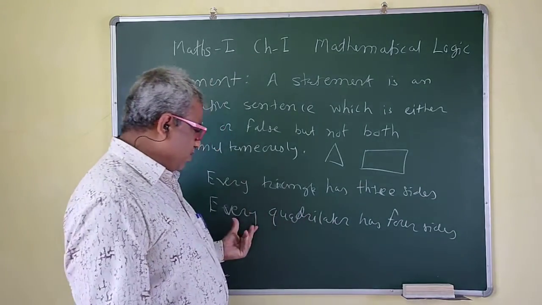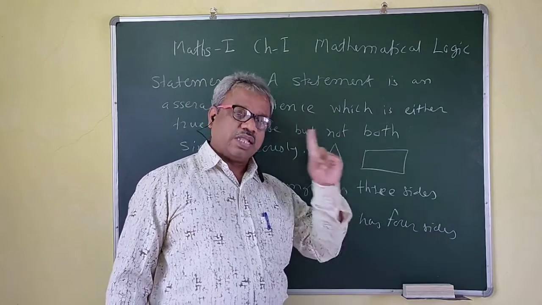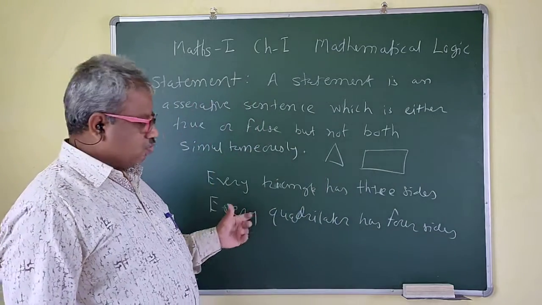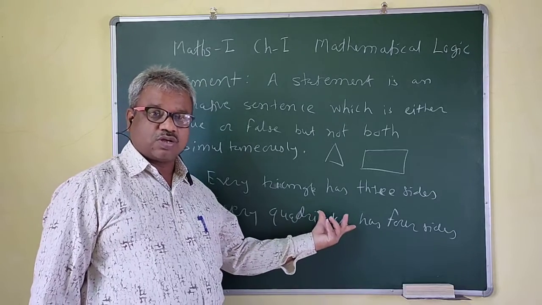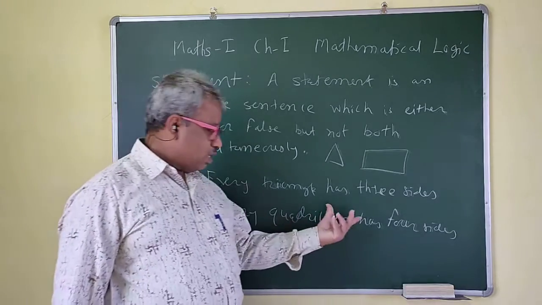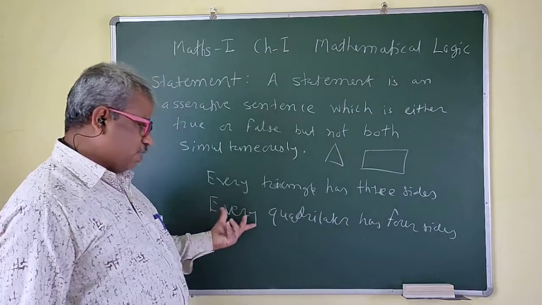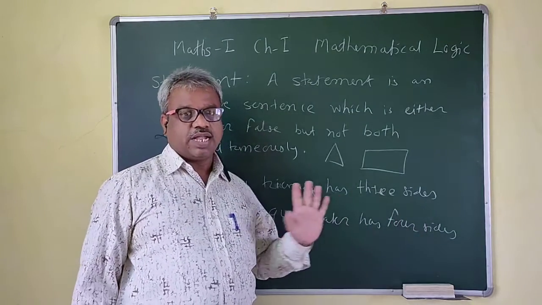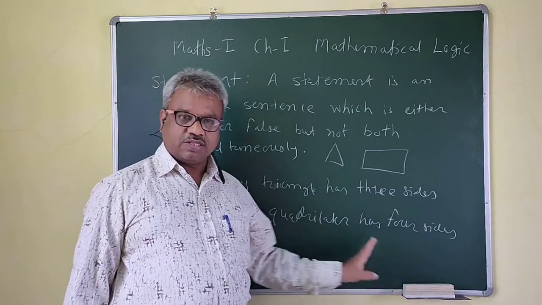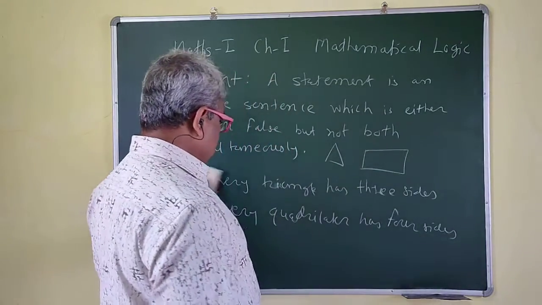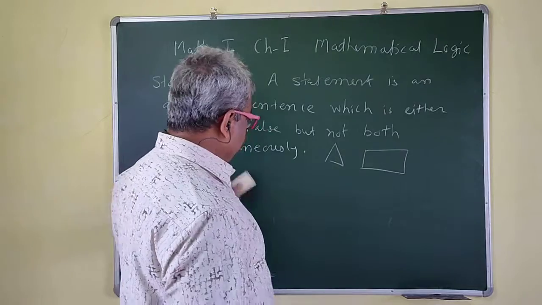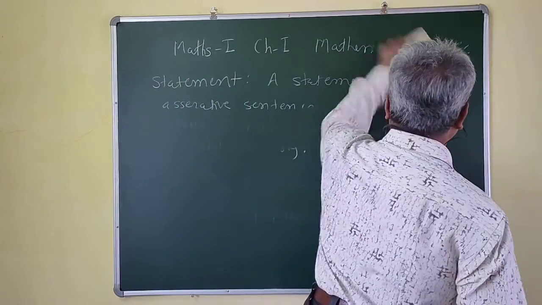If you say that every quadrilateral has five sides, then also that is a statement, because that is false. You are sure about its truthfulness or falseness. Every quadrilateral has five sides is wrong, that means it is false, and that is also a statement. That means a statement may be true or may be false, but not both.